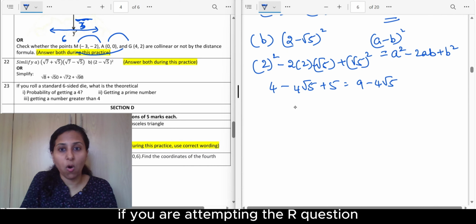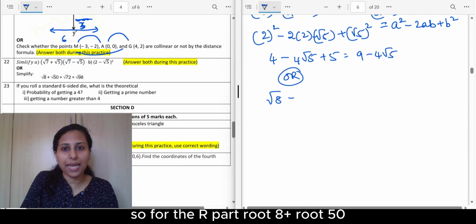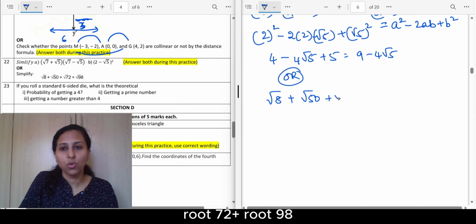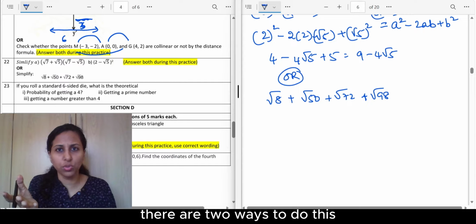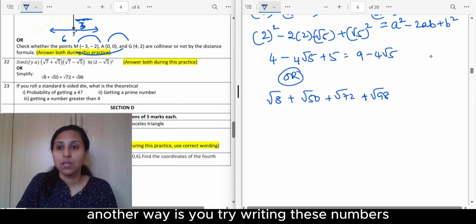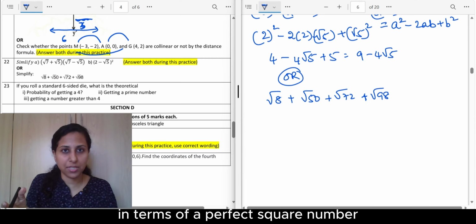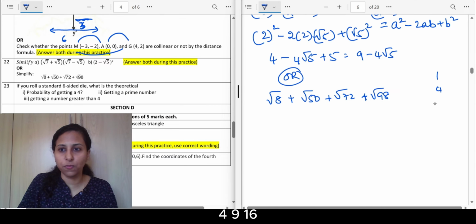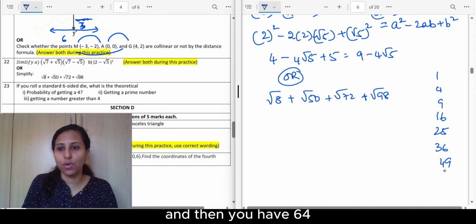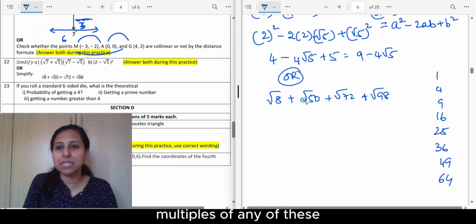If you are attempting the OR question, let's see what we would get. So for the OR part, root 8 plus root 50, root 72 plus root 98. There are two ways to do this. One is you completely prime factorize and then take the square root. Another way is you try writing the numbers inside the square root symbol in terms of a perfect square number. What are perfect squares? 1, 4, 9, 16, 25, 36, 49. Okay, and then you have 64. So these are the perfect square numbers.